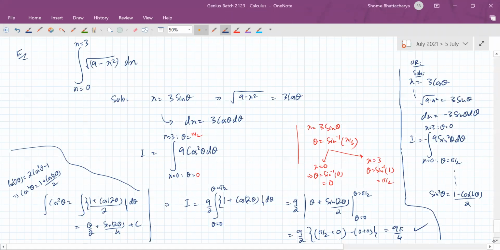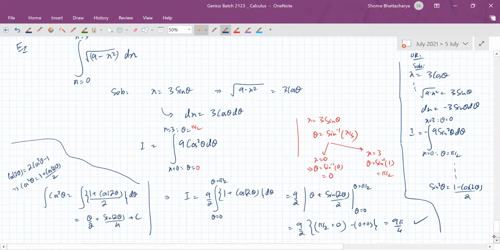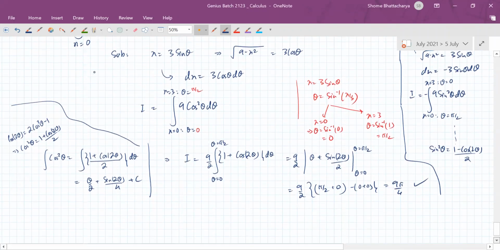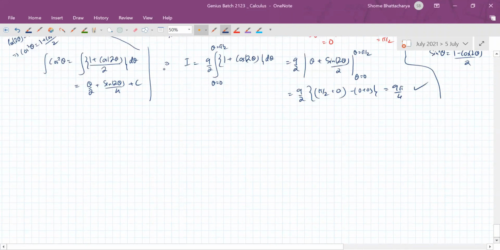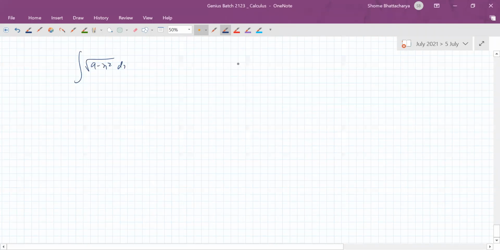Okay, so we should also know that if we are doing this as an indefinite integration, we're just doing this, then using the same substitution, this would become square root of 9.